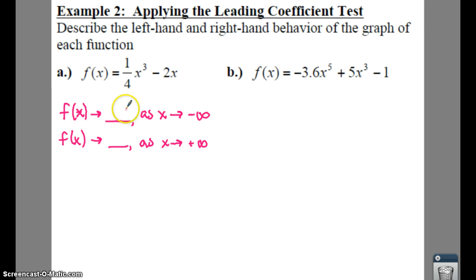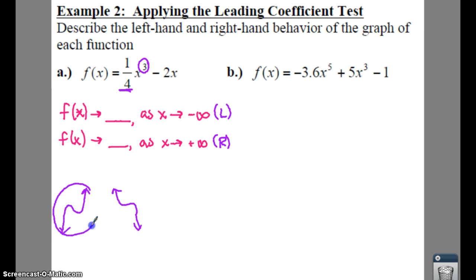So for this first problem, here's our left side, because x is approaching negative infinity. This is going to be our right side. So we have to come up with a little sketch for this graph. If your degree is odd, you're either going to be going up from left to right, or going down from left to right. In this case, your first number is a positive coefficient. So your a is positive, that means you're going to be using this graph.